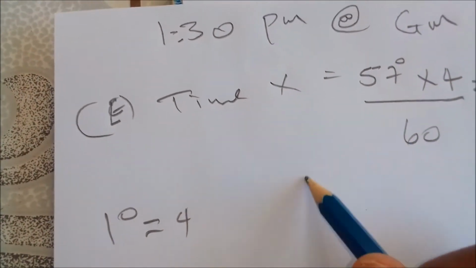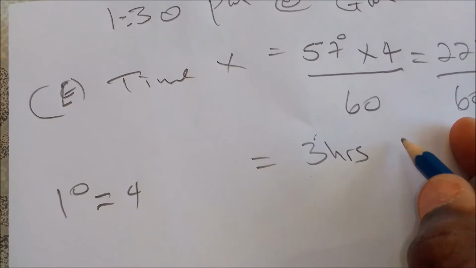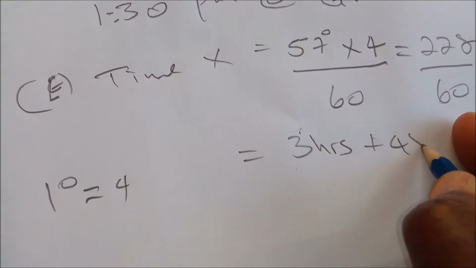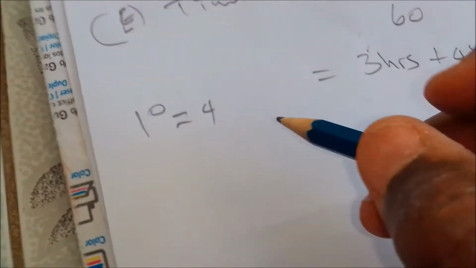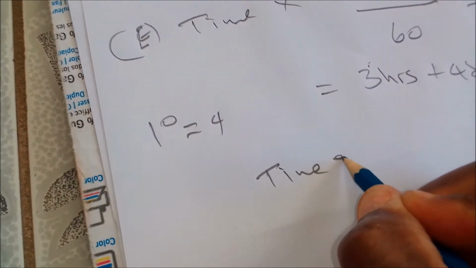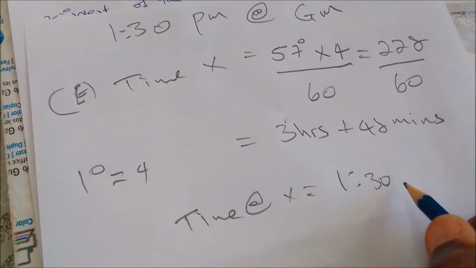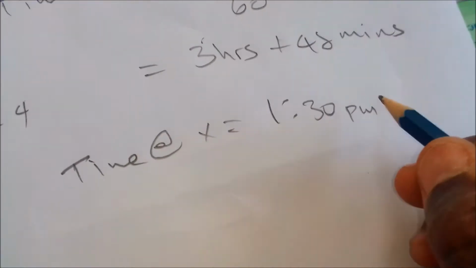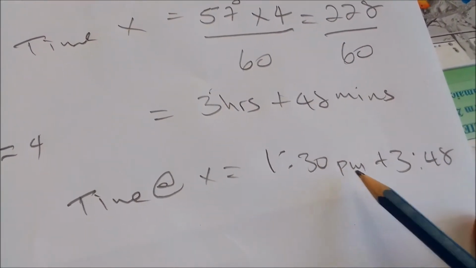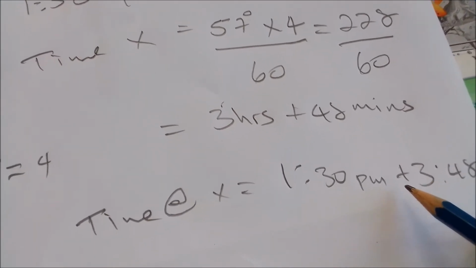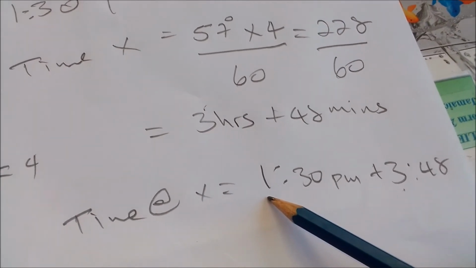So it will be 3 hours 48 minutes. So therefore time at X equals 1:30, and this is 1:30 p.m., plus 3 hours and 48 minutes. Okay, what I'm going to do first is add the hours. So it's 3 hours plus 1 o'clock. That will be 4 o'clock, right?